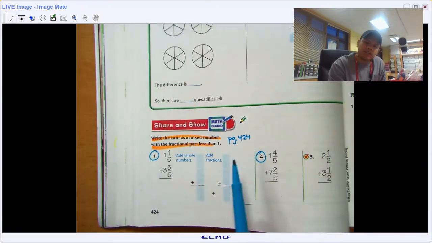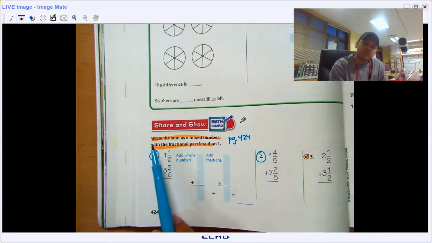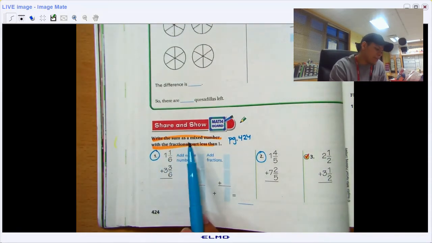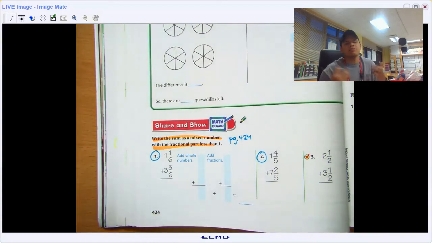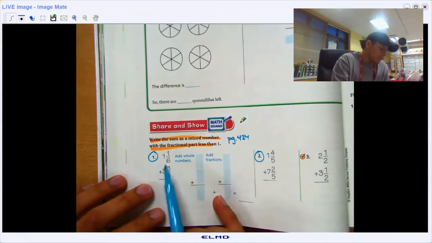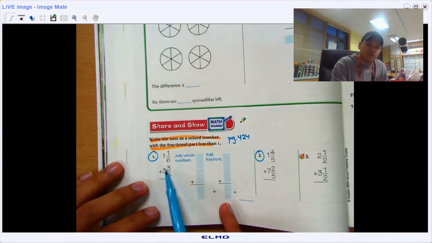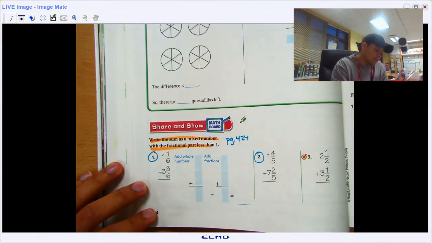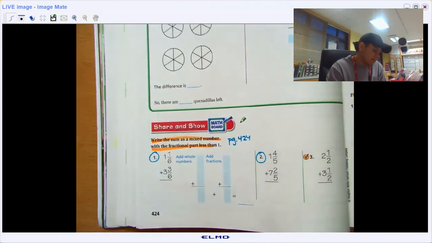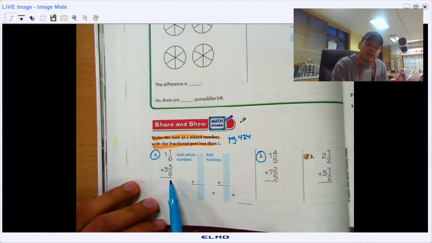I am on page 424. The instructions read, write the sum as a mixed number with the fractional part less than 1. So that just means not to have a mixed number with an improper fraction. Example number 1 has 1 and 1/6 plus 3 and 3/6. So remember, in the way that I just taught you, we're going to go just like we would if we were adding 16 plus 36.